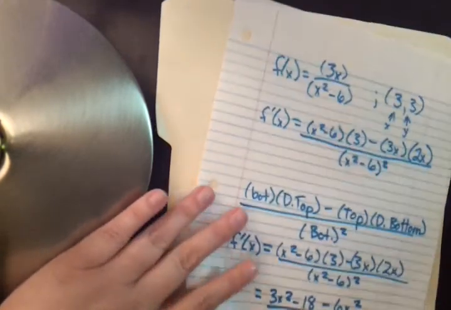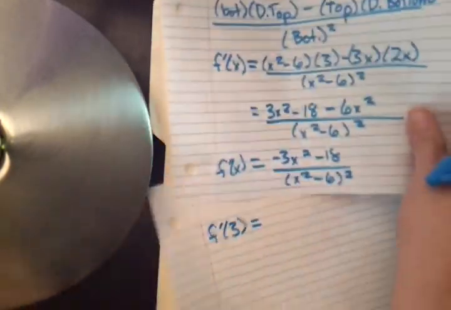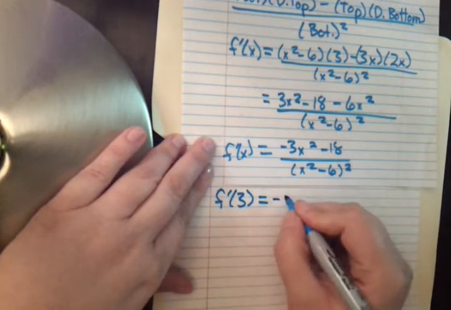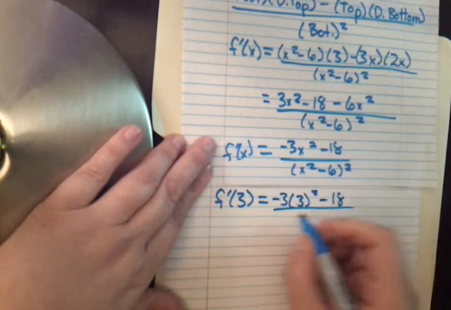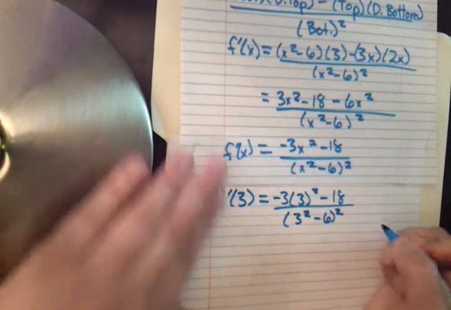And that's just because the point that they gave us was (3, 3), and we need to plug in the x value to figure out what the slope is at that point. So that's going to be negative 3 times 3 squared minus 18, divided by 3 squared minus 6 squared.